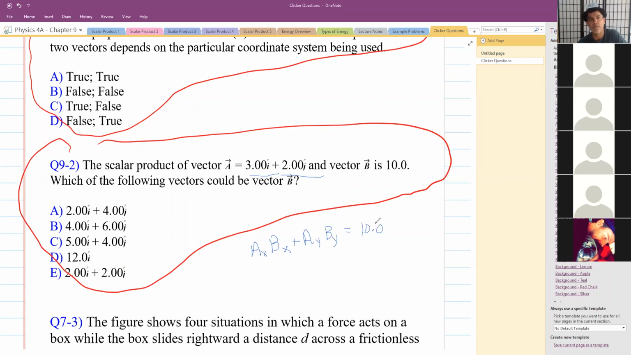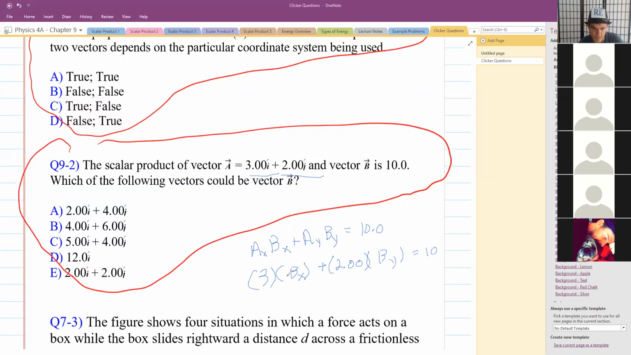Now, one thing, the dot product does have units, and it's just going to be the units of A times the units of B. But for this generic example, there are no units. So I need 3, the x component of A, times the x component of B, plus 2, the y component of A, times the y component of B, equal 10. And the only really easy way to do this is to just plow through it.